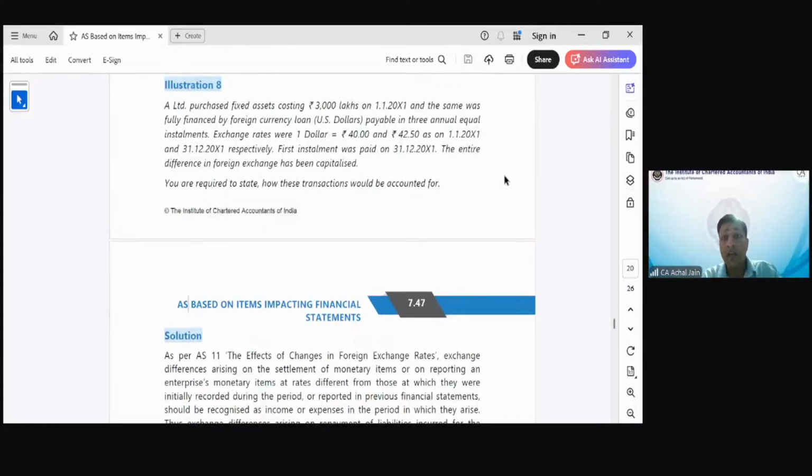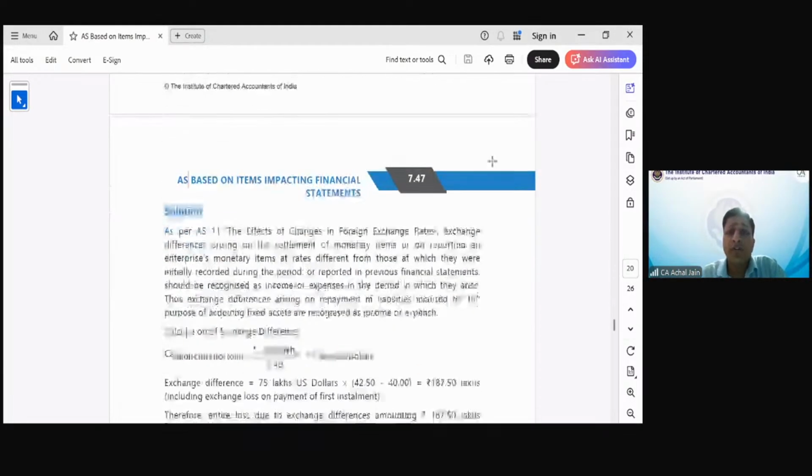So that means on this particular liability, that option will apply. That option is very popularly called by the para number only. Para 46. So now exchange rates are given to us, 40 and 42.5, on two different dates. First installment was paid on 31st December X1. Entire difference in foreign exchange has been capitalized. So now let's understand how you would account for this.